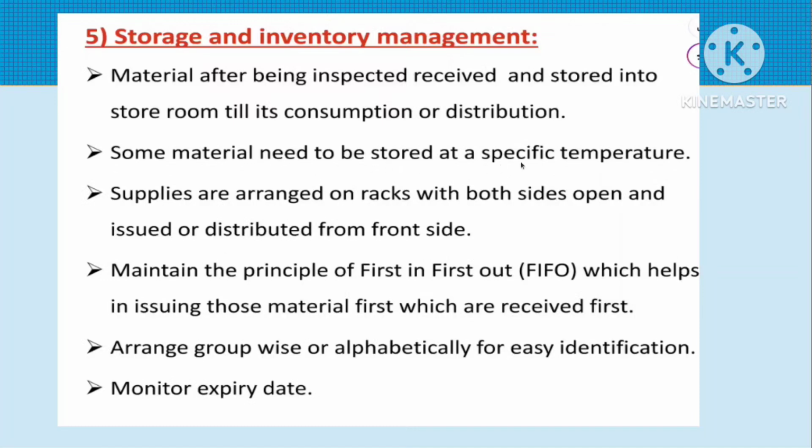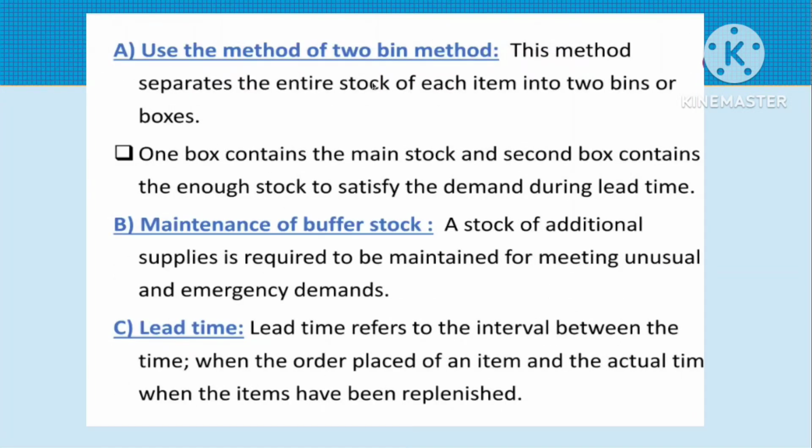Some material needs to be stored at a specific temperature. Supplies are arranged on racks. In a rack, you can arrange with both sides open so that you can easily pick up and issue, distributing from the front side. Maintain the principle of first in, first out. Okay, FIFO, first in, first out, which helps in issuing those materials first which are received first. Because if you keep the first received items somewhere inside, the item will get expired. So that's why you have to follow the first in, first out theory. Arrange group wise or alphabetically for easy identification. Monitor expiry dates. Then use the two bin method.